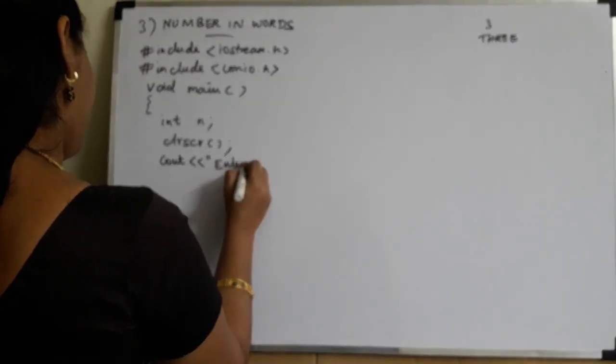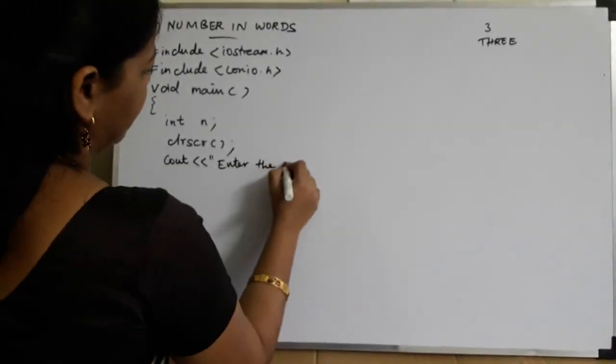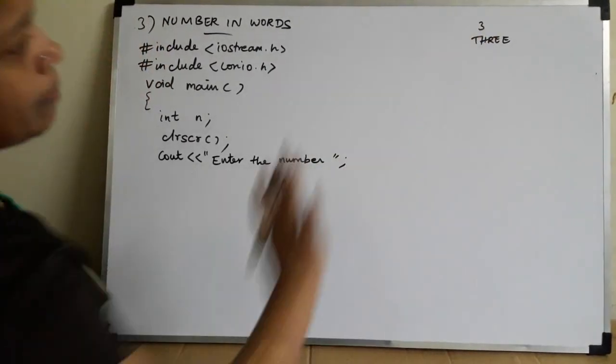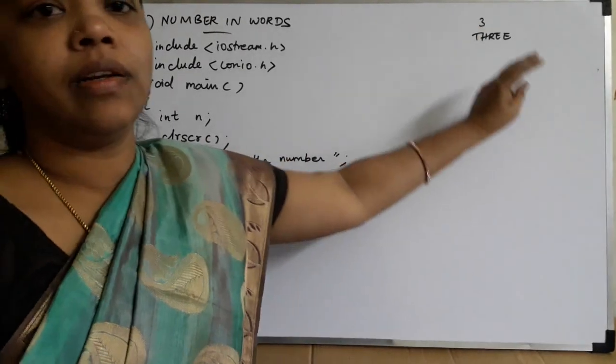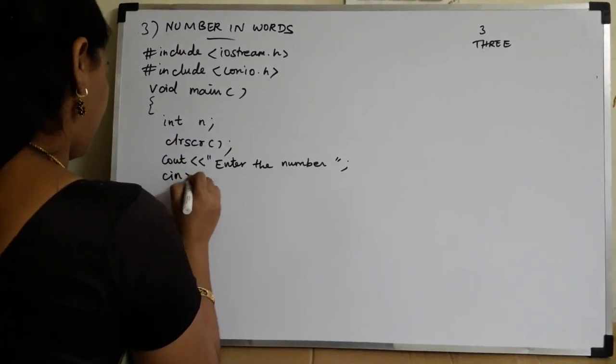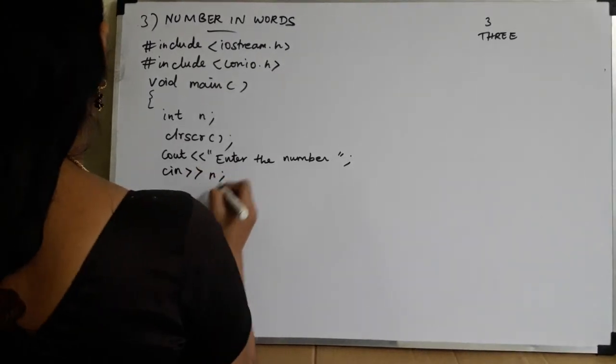Then cout, enter the number. Here we are not using something like enter the number of terms, because in the question you see I am getting only one number from the user. Number 3 alone I need. So enter the number. One number I want. Then after that you know that it will be followed by cin n.